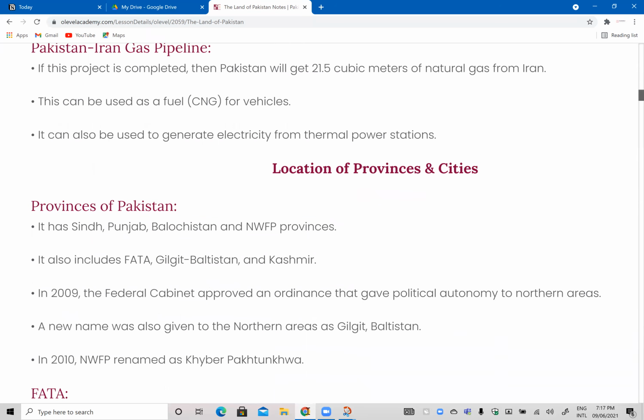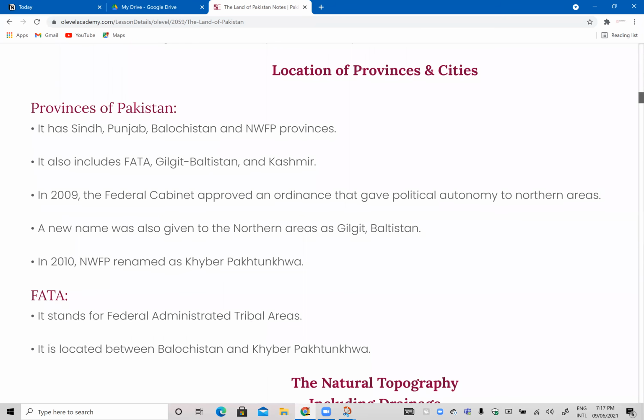Now we're coming to the provinces of Pakistan: Sindh, Punjab, Balochistan, NWFP, which is Khyber Pakhtunkhwa. We also have FATA, Gilgit-Baltistan, and Kashmir. FATA is the Federally Administered Tribal Areas. It's a group of all these tribal areas near Peshawar and Khyber Pakhtunkhwa. We group them together as FATA. Gilgit-Baltistan and Kashmir are also independent states. I mean, they're a part of Pakistan, but they have their own governments.